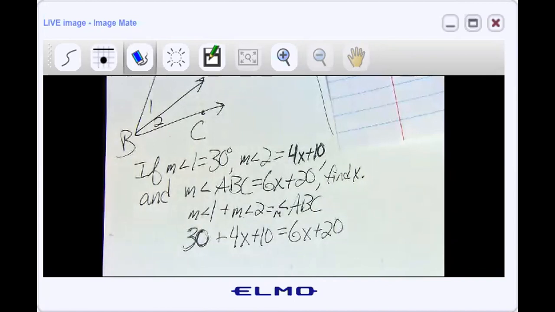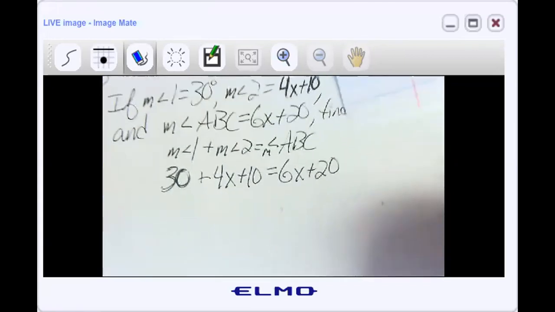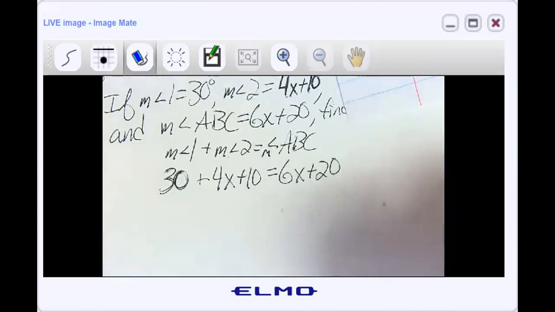I know what angle 1 is. I know what angle 2 is. I know what angle ABC is. Or at least I should say I have an expression for them. I do happen to know what angle 1 is, but for the other two, I have something to put in for angle 2 and something to put in for angle ABC. Perfect. Now it's literally just an algebra problem. You could have solved this last semester.